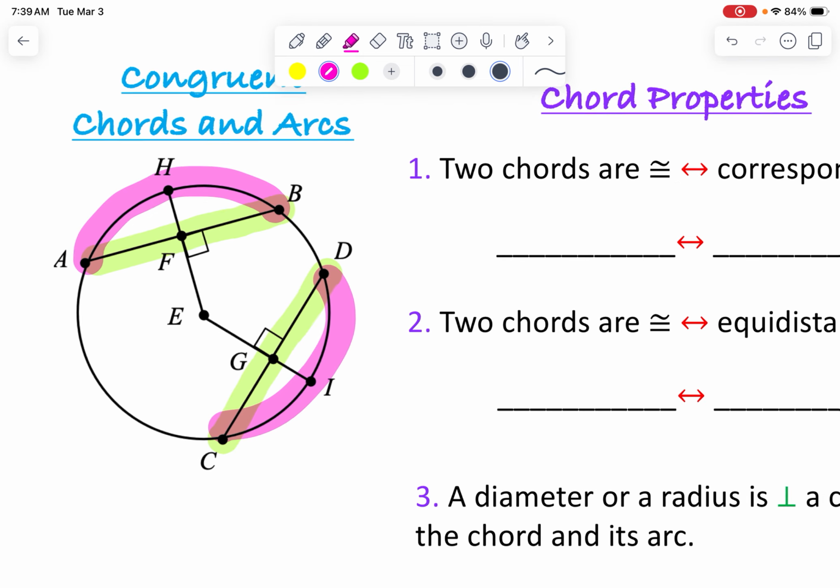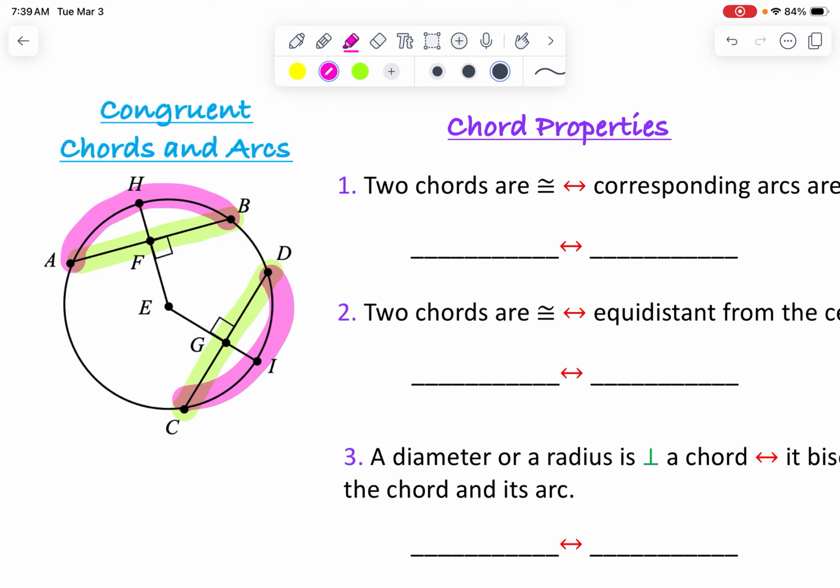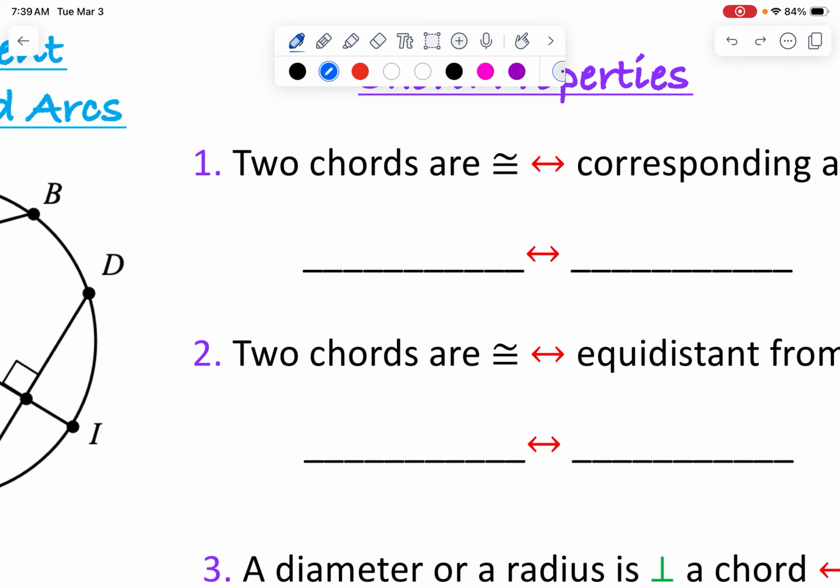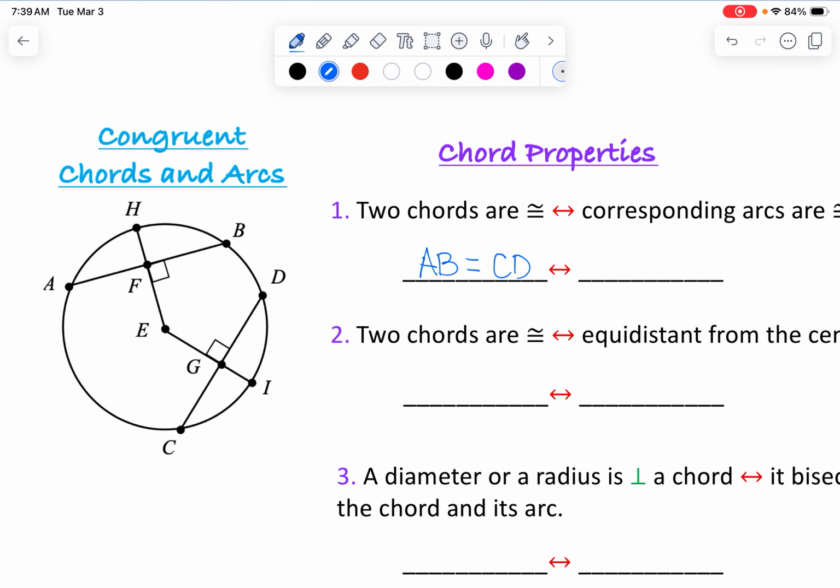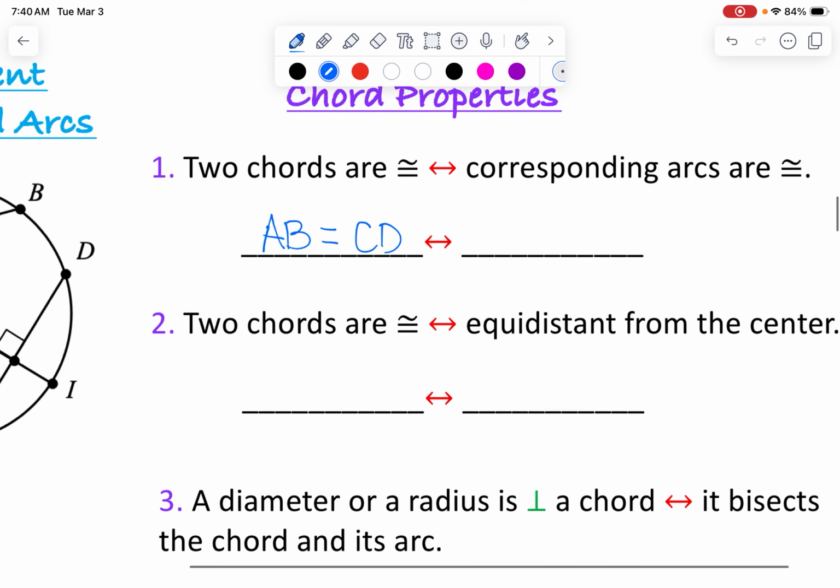So it goes both ways, which is why we have the arrow in the middle, which stands for if and only if going in both directions. So that's an important thing. So we're going to say that, and let's write it right here. This is a segment AB. The length of that is equal to the length of CD in this picture. So AB is congruent to CD, or the measure of AB is equal to the measure of CD, if the arcs are congruent, their corresponding arcs are congruent.